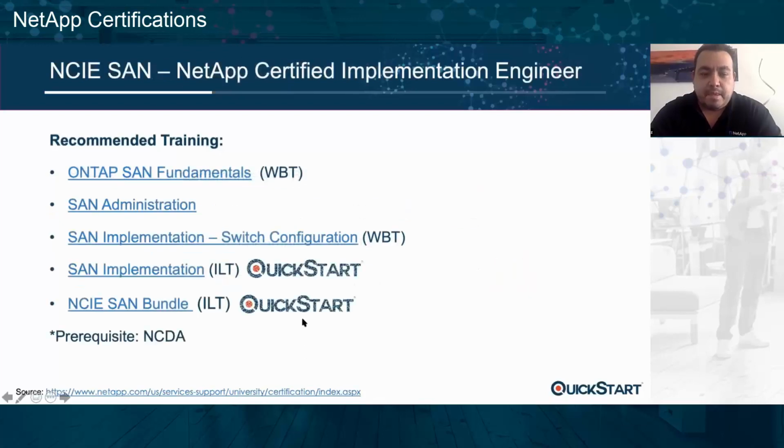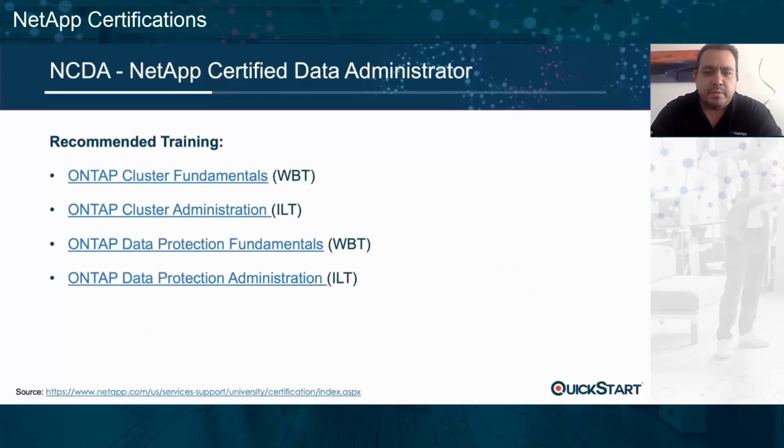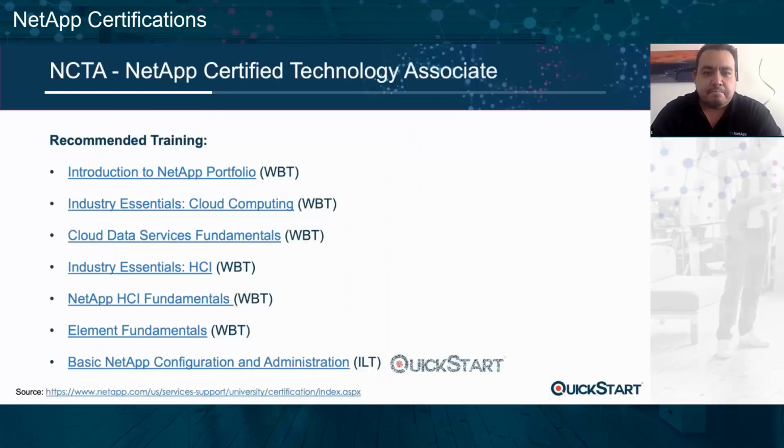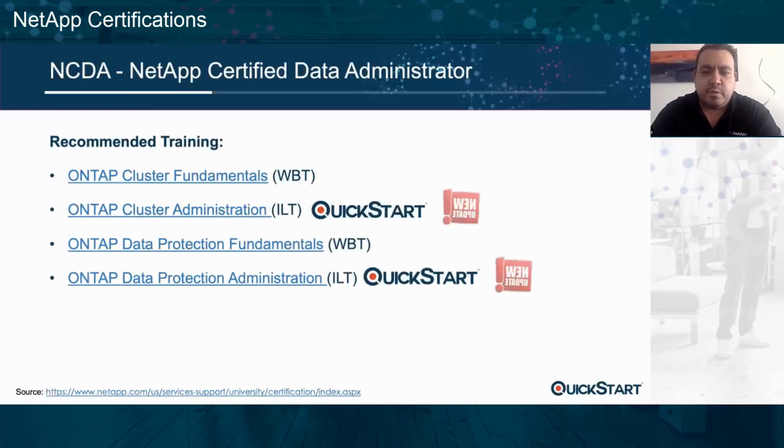Now, let me go back again here real quick. This is the data track. We're going to get to the cloud track in just a few moments. Okay, so NCDA, again, that's the most common one. And both of them, the Cluster Admin and the Data Protection Administration, have been updated to ONTAP 9.6 right now. And we are expecting the course to be updated to 9.7 in a couple of months.